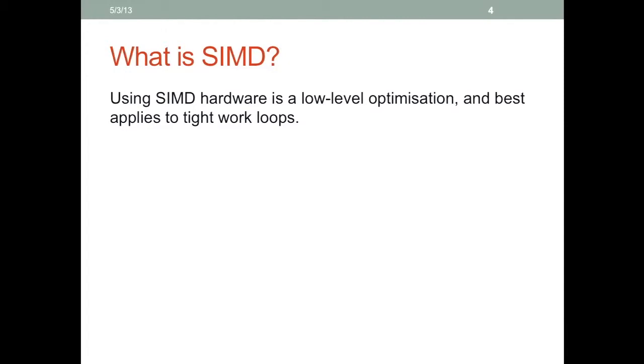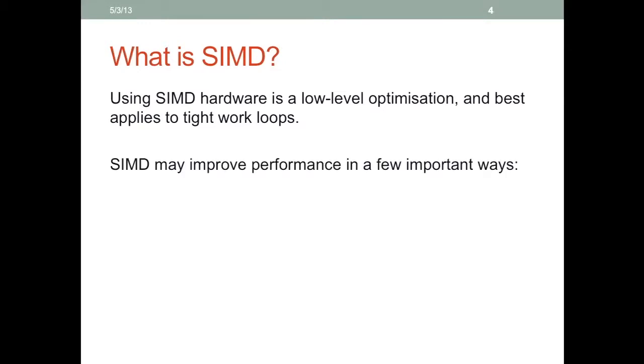So it's important to note that making use of SIMD hardware is certainly a low-level optimization. It best applies to tight loops. If you're really worrying about it, then you only need to concern yourself with it in the hottest of your code. But I think with D, we can present some nice systems that allow us to use SIMD all over the shop without inconveniencing our code in any particular way.